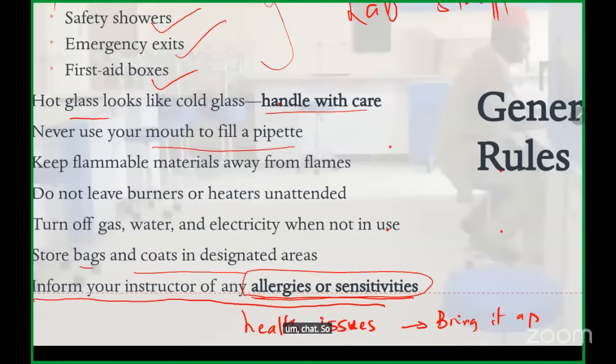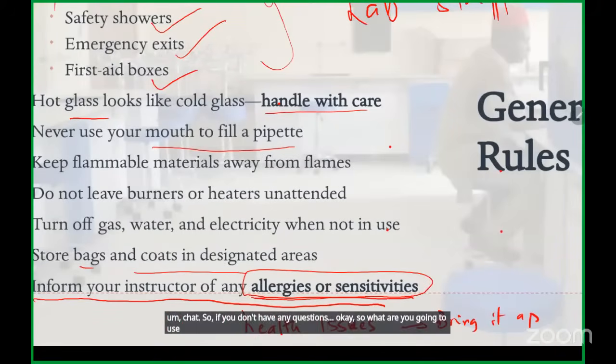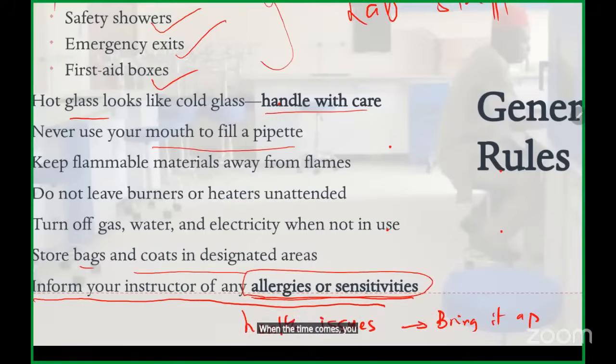So if you don't have any question, okay, so what are you going to use to fill a pipette? There are pipette fillers. When the time comes, you'll be shown the pipette filler.